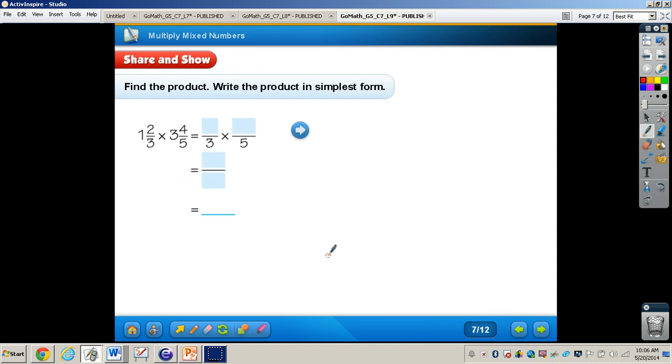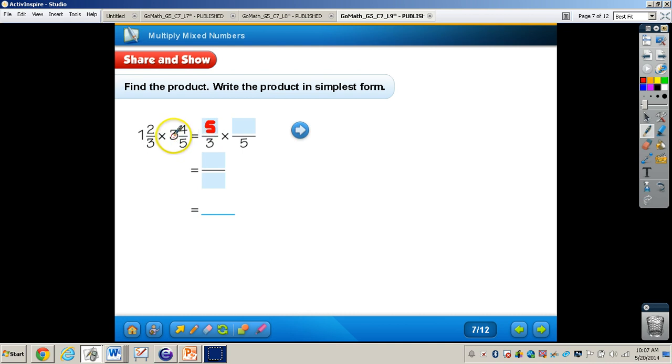Let's take a look at this problem together. What you need to do is multiply the product and put it in simplest form. The first step we need to do is change both mixed numbers into improper fractions. So we can take that 1 2/3, and that actually gives us 7/3. I'm sorry, 5/3, my mistake. So 5/3.